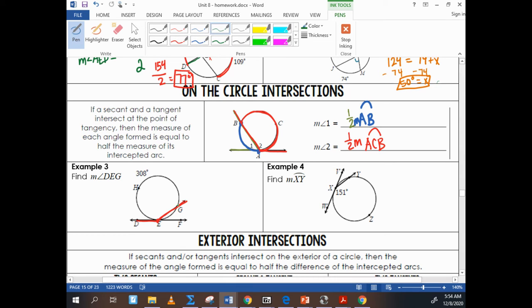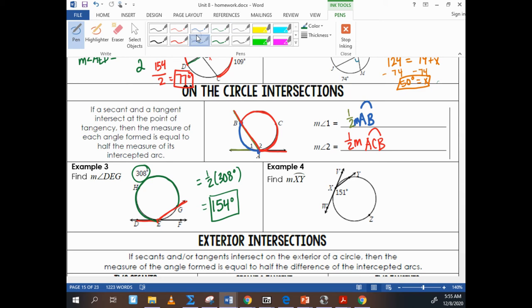Same thing, all you're going to do is take half of the intercepted arc. So this intercepted arc goes from that end point of the secant line clear around to the point of tangency, which they've told me is 308. So I know that that angle is equal to half of this arc. 1/2 times 308 degrees. Well, half of 308 degrees, 150 plus 4, so 154 degrees is that angle.